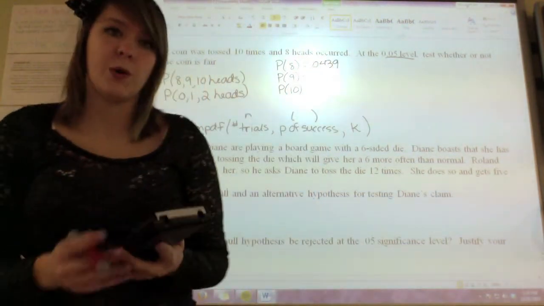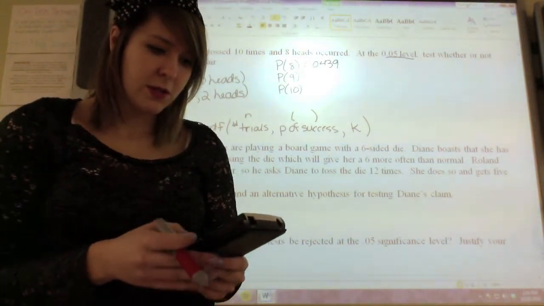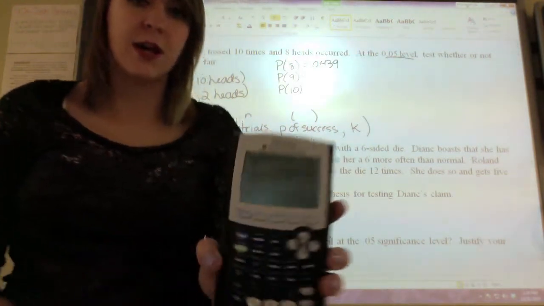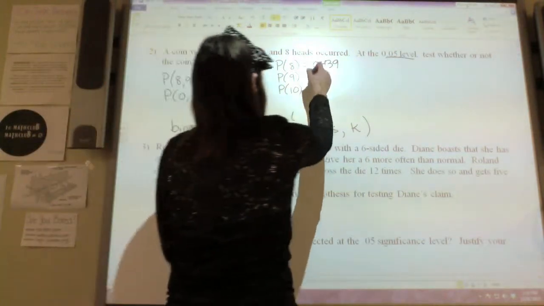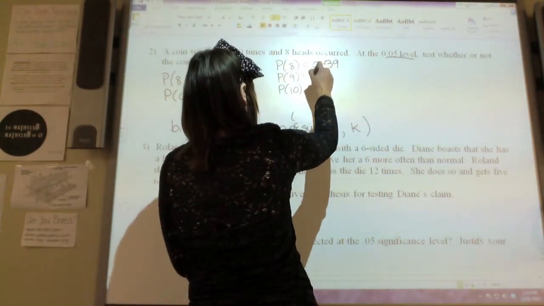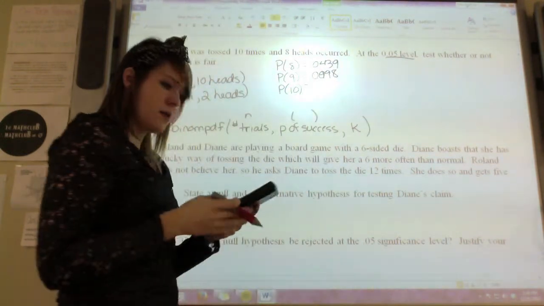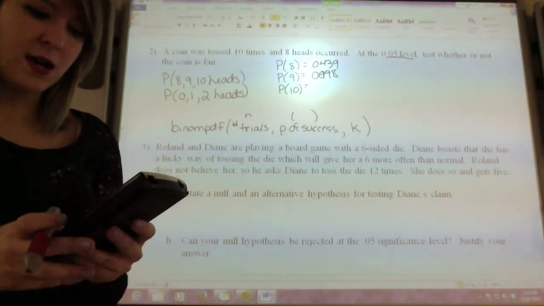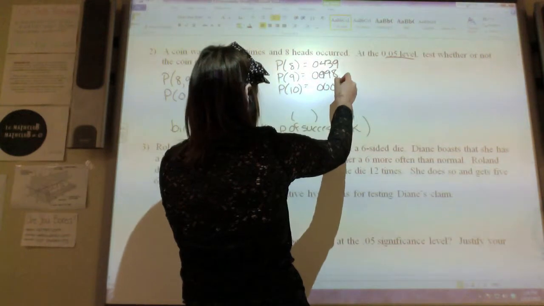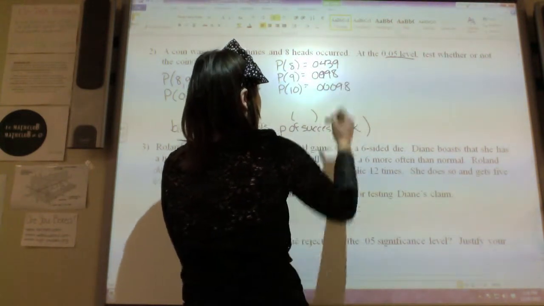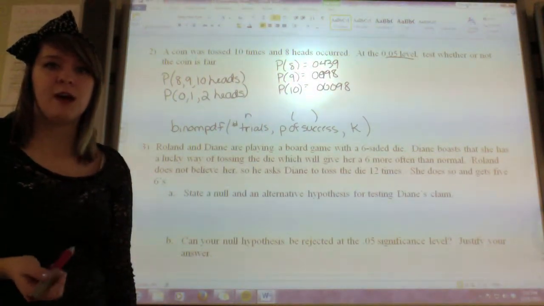You can do the same thing for the probability of 9. So I'm just going to change that 8 to a 9, and it looks something like this. Then I'm going to hit enter. I get 0.0097 or 0.0098. Okay, and then I'm going to do the same thing for the probability of 10. And that gives me 0.00098. Okay, so I found those probabilities using a binomial PDF.